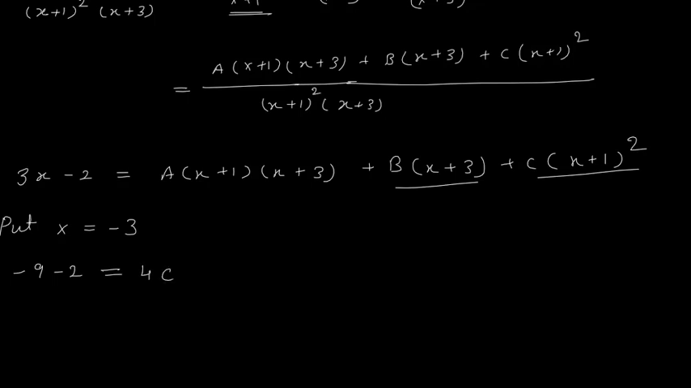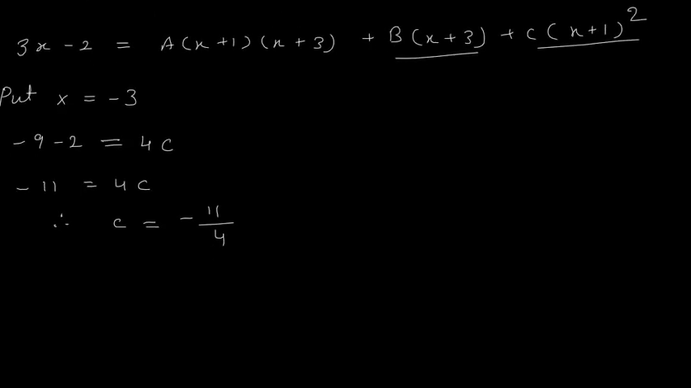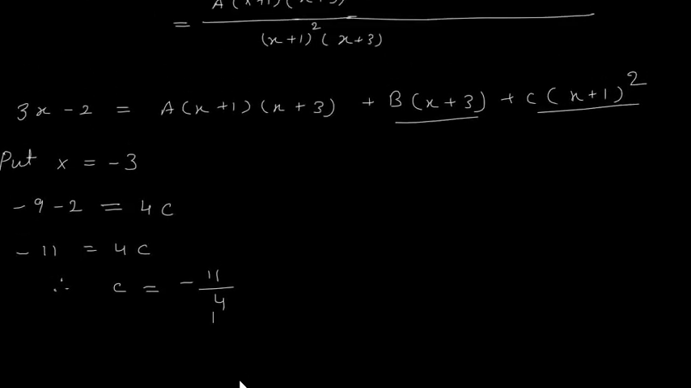So minus 9 minus 2 is what? Minus 11 is equal to 4c. Therefore c is equal to minus 11 upon 4. The value of c is minus 11 upon 4. I got the value of c.